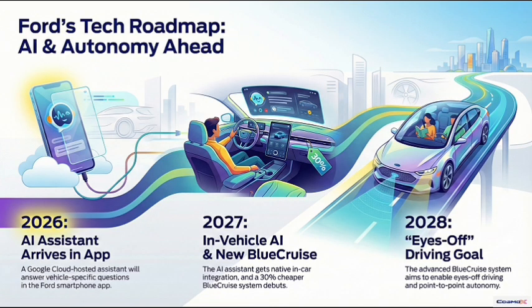So let's tie this all together. The key takeaway for you from this deep dive is that the roadmap is really specific. Yeah, it's not vague promises. Exactly. You've got the AI assistant coming to the app in 2026 and then fully in the car in 2027. And that's paired with the next-gen cheaper BlueCruise also arriving in 2027. With that eyes-off feature targeted for 2028. Right. And let's circle back to where we started, that Great Minds session.